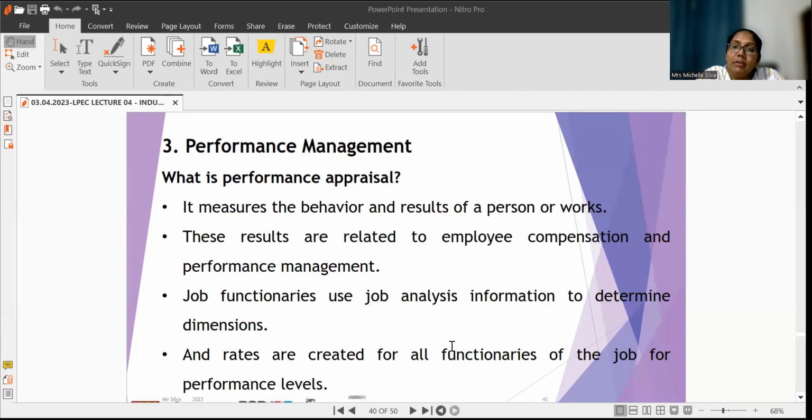Likewise, we will create different criteria to evaluate the performance. So industrial psychologists are the people who decide these performance criteria. They are the people who decide these performance criteria. Not only that, deciding the performance criteria, plus the rating scale. The rating scale also will be done by themselves.